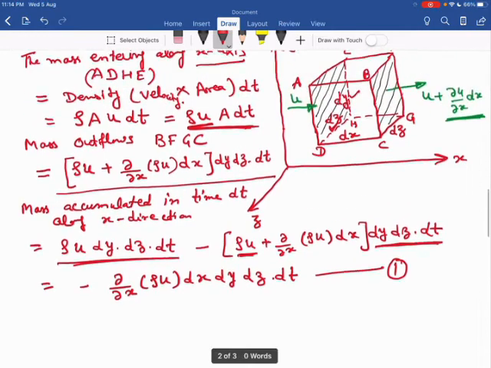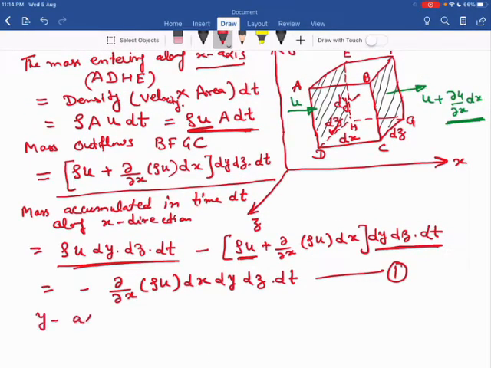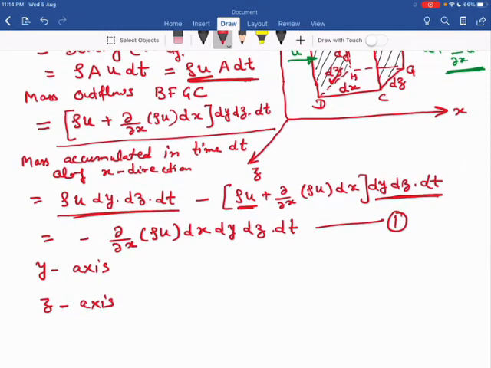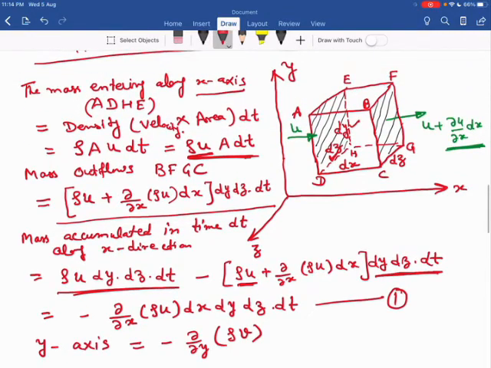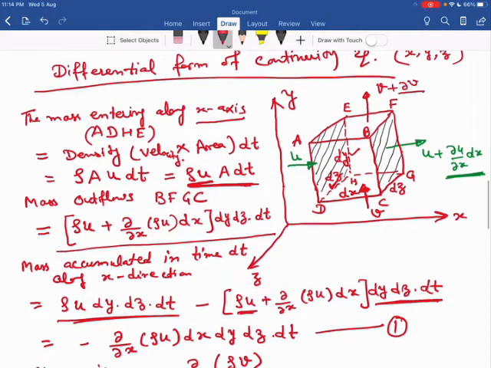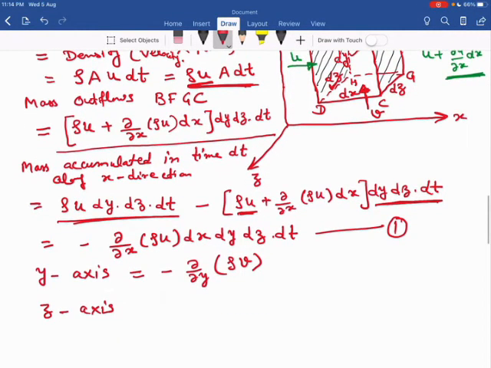Now similarly you can write the mass accumulated along the y axis as well as along the z axis. Along the y axis, let v be the component of velocity along y. Along the y direction the velocity is v plus curly v by curly y into dy. So the mass accumulated is minus curly by curly y of rho v into dx dy dz into dt.